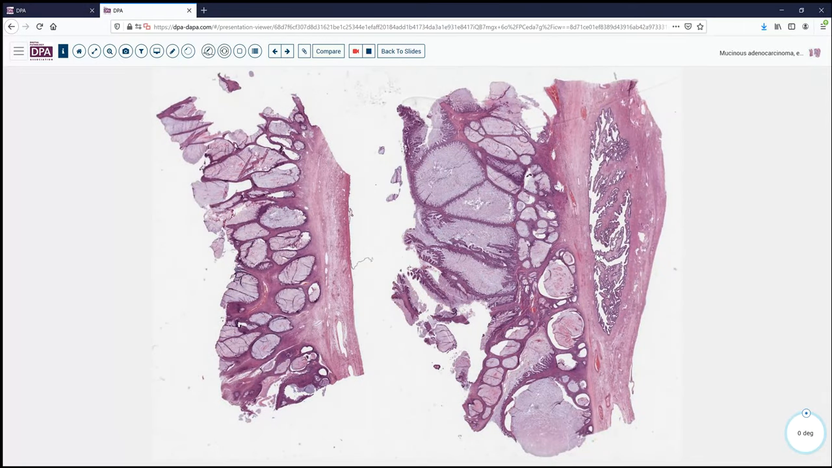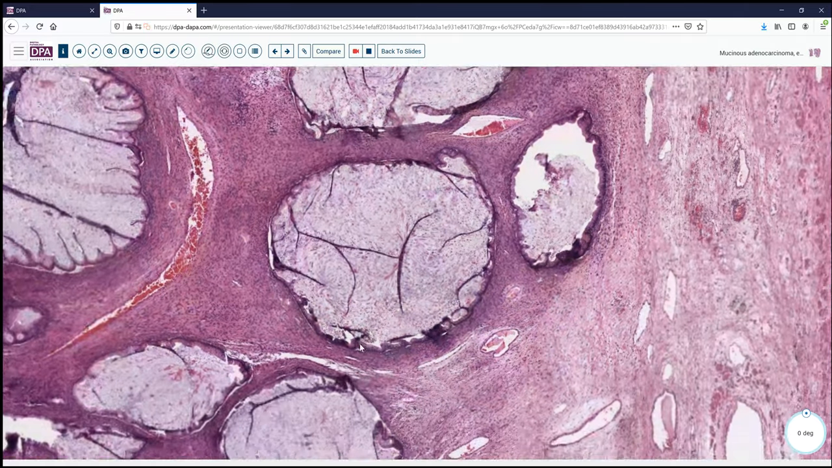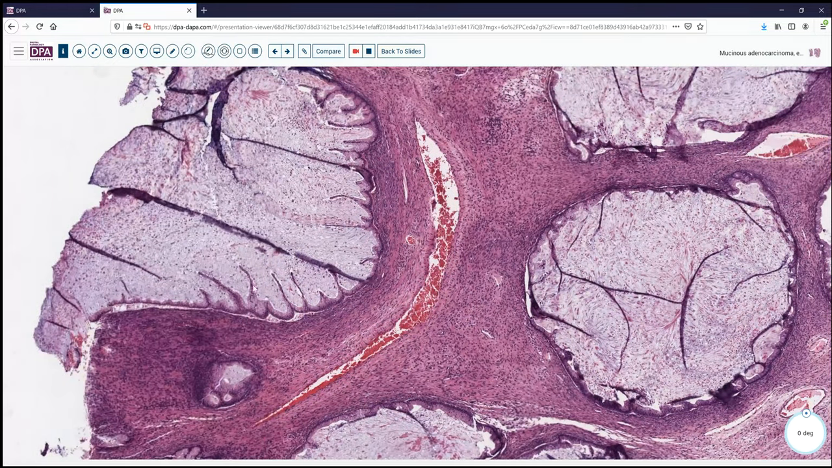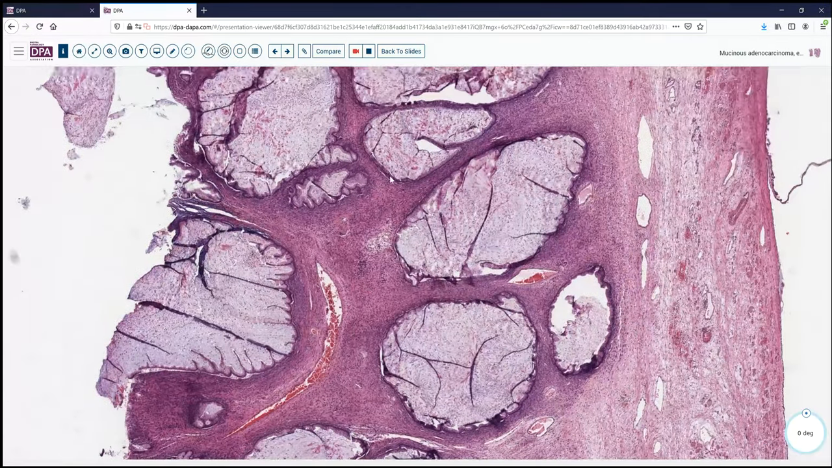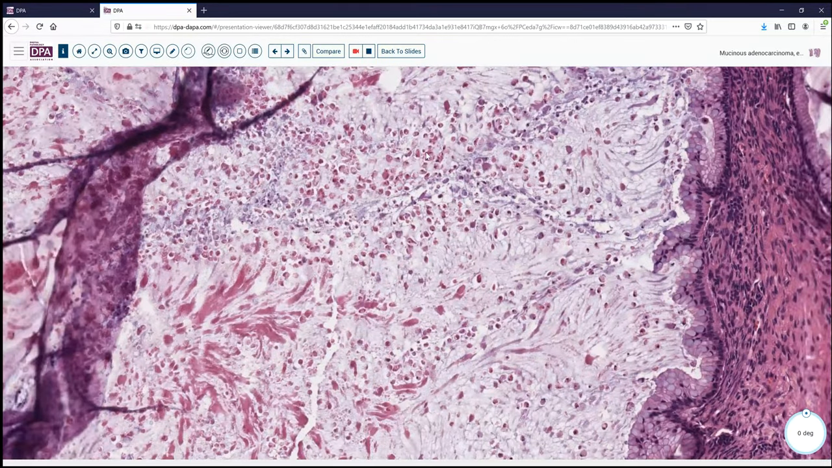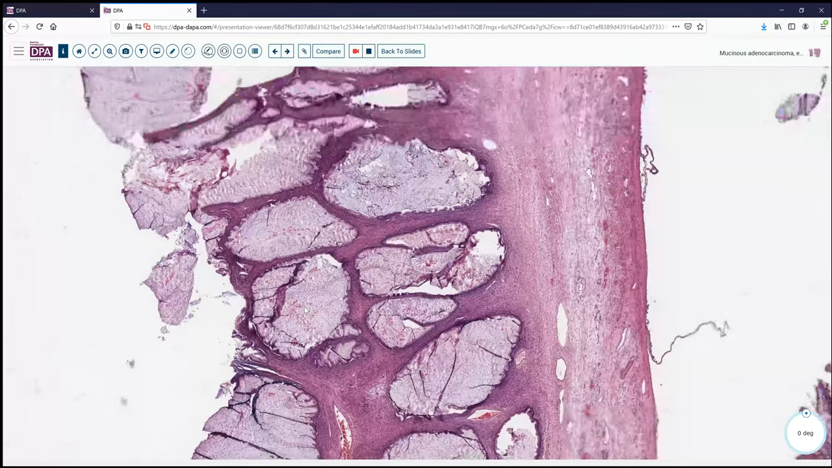Here's another lesion that has clearly large pools of mucin and accompanying somewhat complex mucinous epithelium. We see a little bit of tufting and branching over here, probably enough to make us think more towards borderline. The other thing that we notice here is that this mucin has a little bit of pink stuff in it. And that pink stuff is cells. So this is not a clean mucin. And that, again, should raise our level of scrutiny to make sure that we're not dealing with invasion.